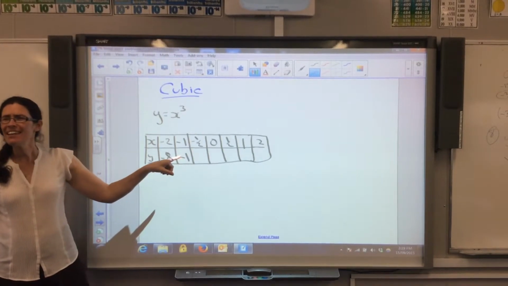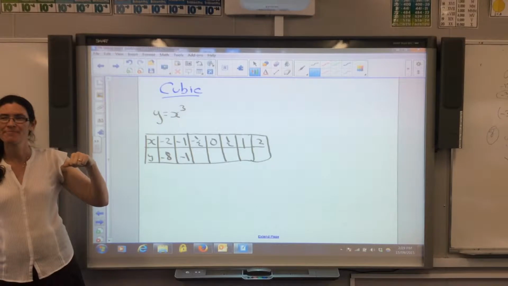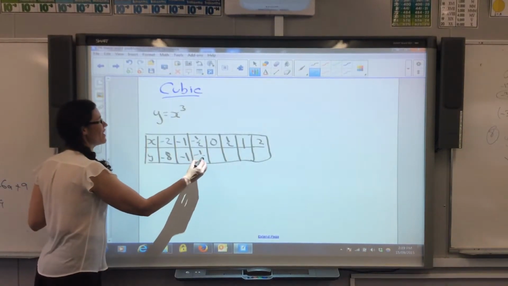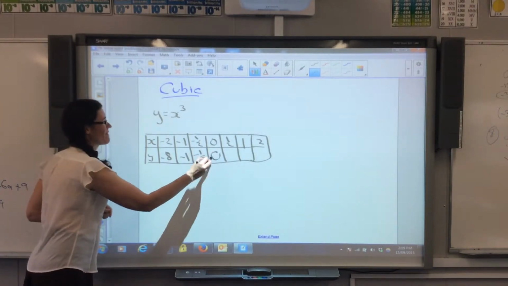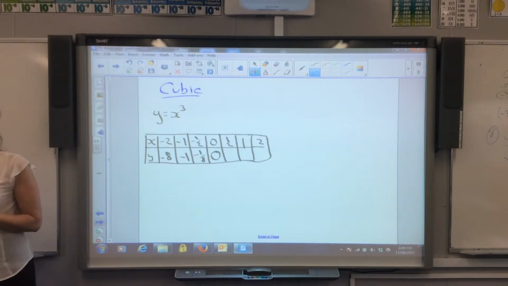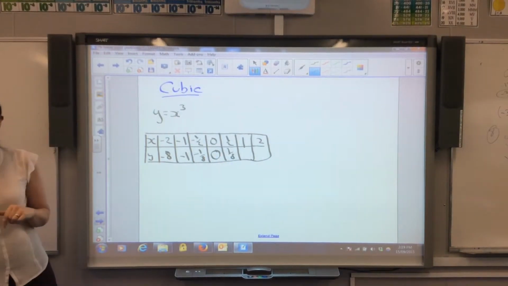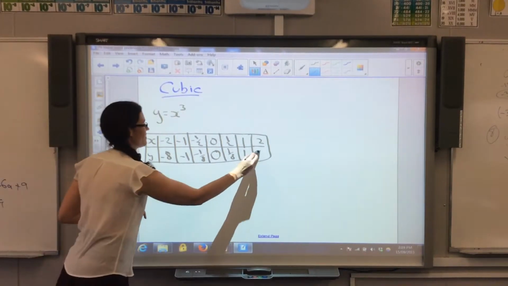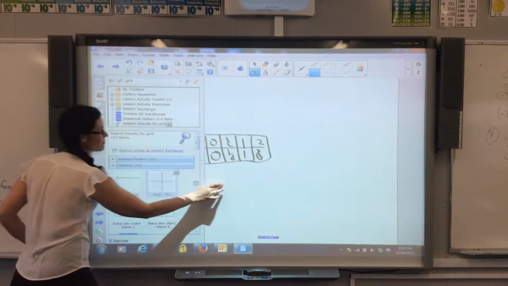Okay, -1/2. What's that cubed? Almost. -1/8. What's 0 cubed? 0. What's a half cubed? 1/8. What's 1 cubed? 1. What's 2 cubed? 8. Okay, so let's put another set of axes in.